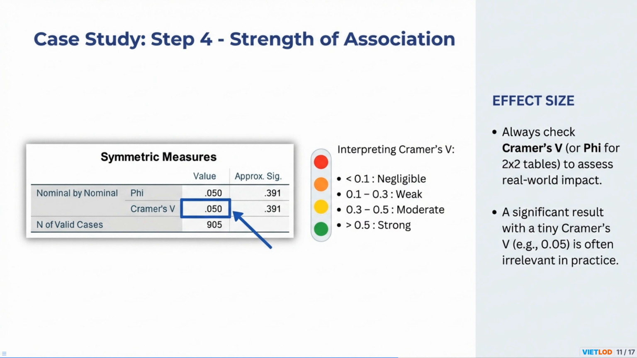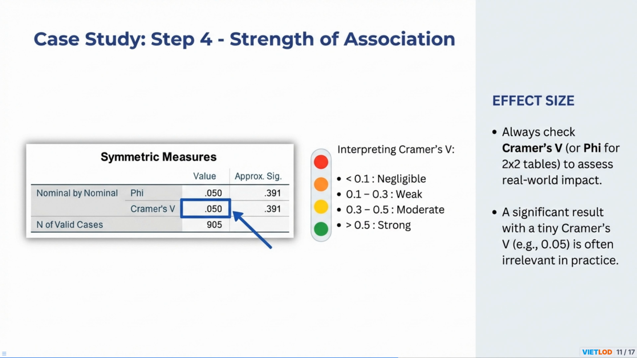We can interpret the value of Cramér's V using these general guidelines. Less than 0.1 is negligible. 0.1 to 0.3 is weak. 0.3 to 0.5 is moderate. And above 0.5 is strong.